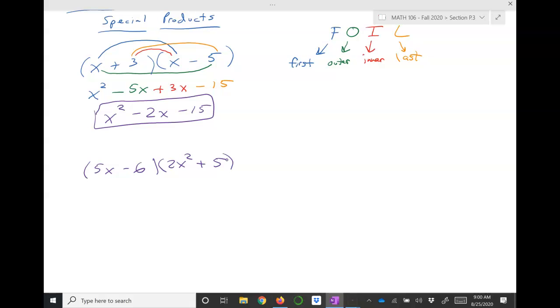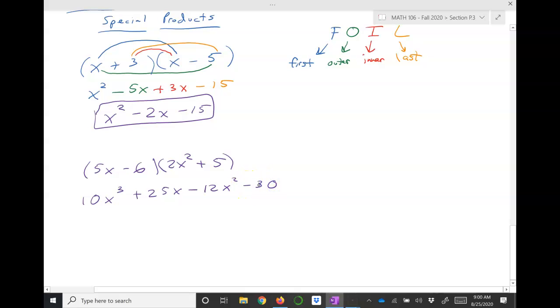So again, let's use FOIL. We're going to do the first terms. So 5x times 2x squared is going to give me a 10x cubed. Then we're going to do outer. So 5x times positive 5 is plus 25x. And then do inner, which is negative 6 times 2x squared, minus 12x squared. And then finally negative 6 times positive 5, minus 30.